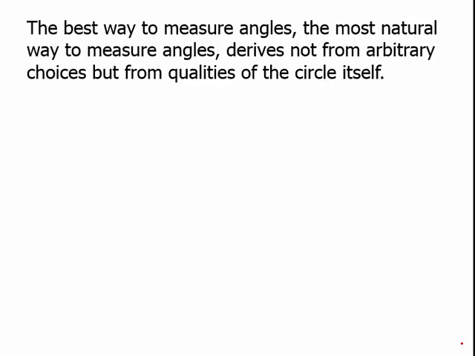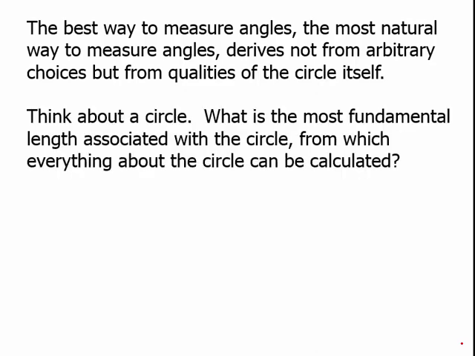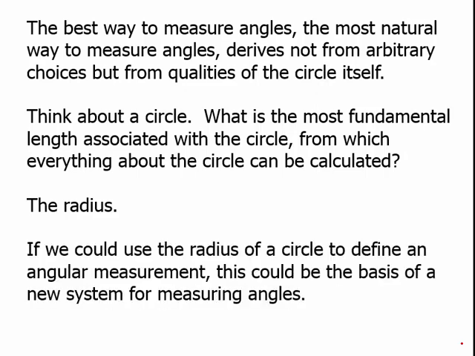That's the way the mathematician thinks. What are the qualities of the circle itself? Think about a circle. What is the most fundamental length associated with the circle, from which everything about the circle could be calculated? Obviously, the radius. We can calculate the area from the radius, we can calculate the circumference from the radius, we can calculate everything we need from the radius. If we could use the radius of a circle to define an angular measurement, this could be the basis of a new system for measuring angles. And this is precisely what we're going to do. This system is known as radians.